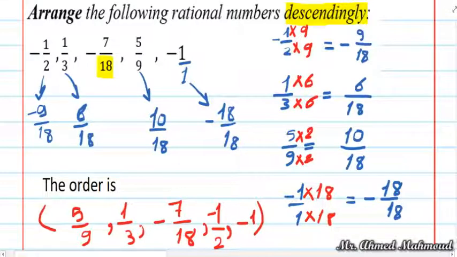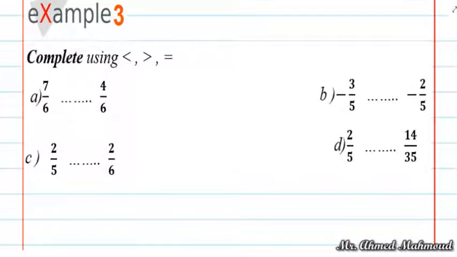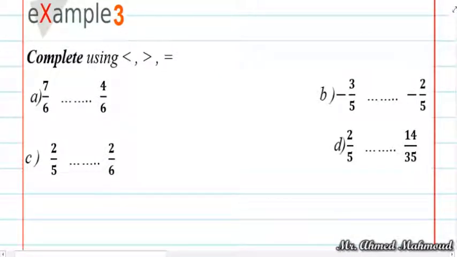Okay. Next, example 3. Complete using smaller than, bigger than, or equal. To compare between two numbers, we need to change them into common denominators. If they have the same denominator, then we are going to compare between the numerators. Okay, the first one, 7 over 6 and 4 over 6, they have the same denominator, 6. Then, which is bigger, 7 or 4? Yes, 7 is the greater one. Then the sign opposite to 7 over 6.